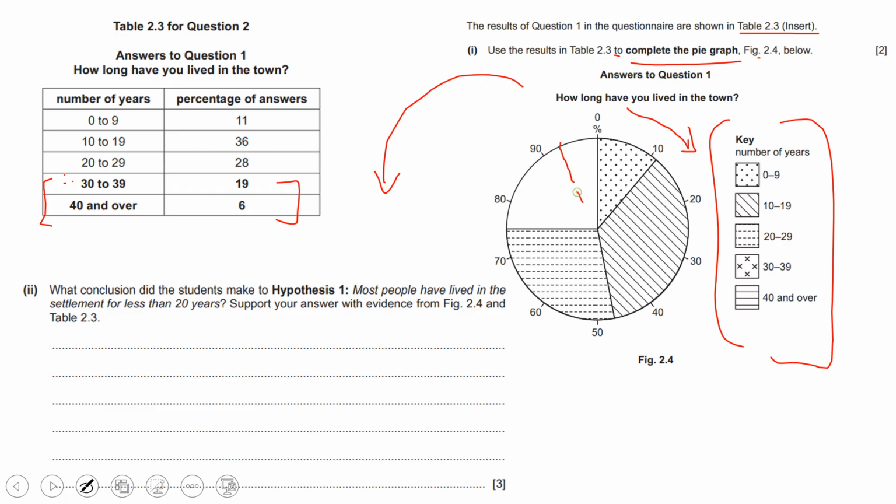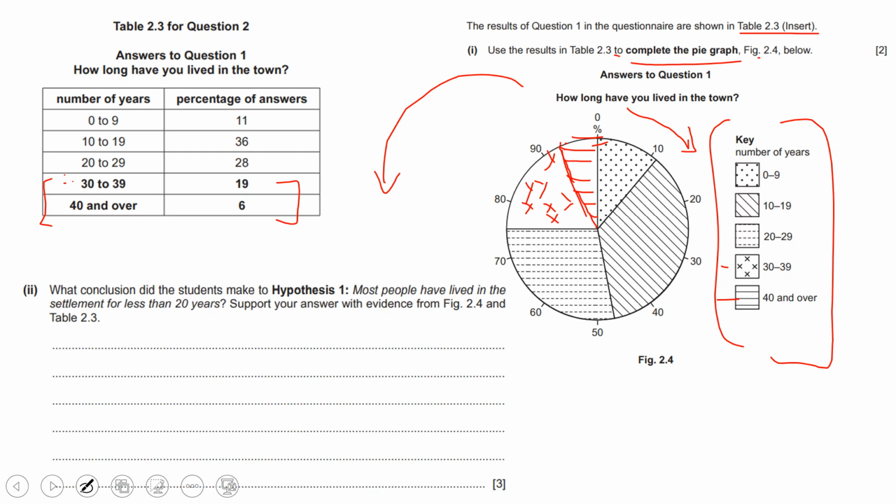19 will be somewhere here. So I know the remaining one will be 6, so I just put my x. So what is left is 40 and over, 6, so it's a straight line. From this key here, you just bring in your straight line for indication. That's all, 2 marks. Now, what conclusion did the student make to hypothesis 1?